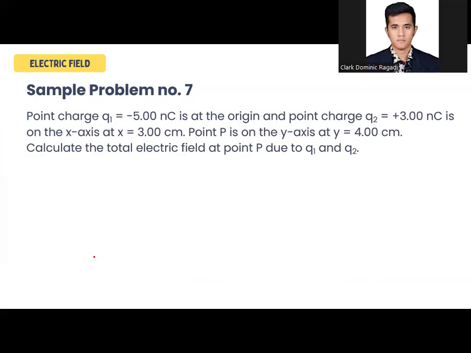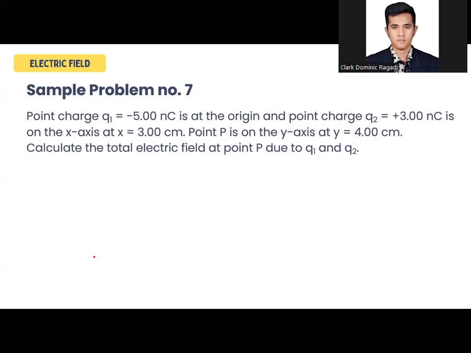Okay, so let's do sample problem number 7. Point charge Q1 equal to negative 5.0 nanocoulomb is at the origin, and point charge Q2, positive 3 nanocoulomb, is on the x-axis at x equals 3.0 centimeters. Point P is on the y-axis at y equals 4 centimeters. Calculate the total electric field at point P due to Q1 and Q2.